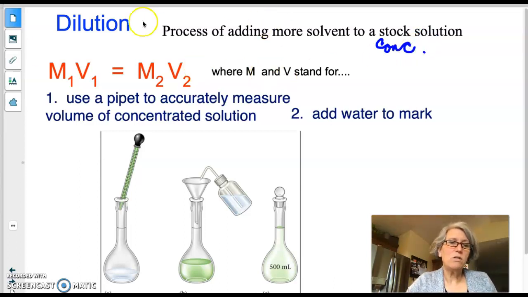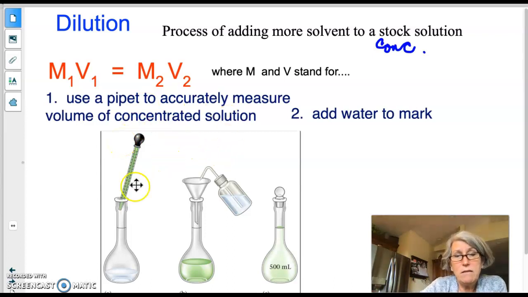So this is the equation we use, M1V1 equals M2V2, where M stands for molarity and V stands for volume. Okay, so this is typically your more concentrated, the M1 is concentrated concentration, and M2 is typically your more diluted concentration. And I'll show you an example on that. How you would make a dilution?